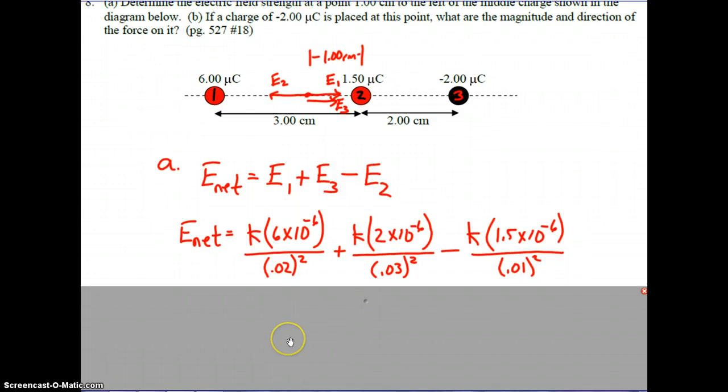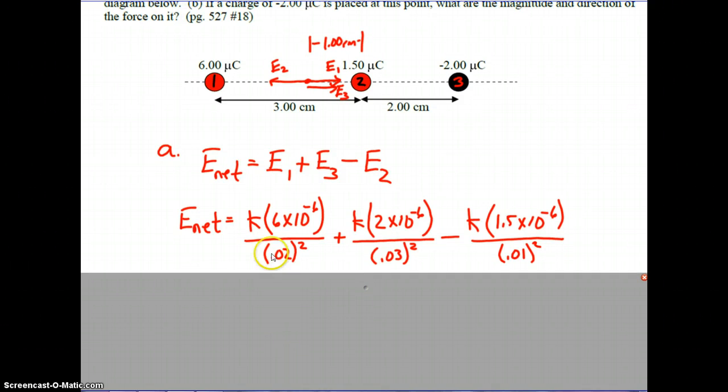Calculating and substituting, you would substitute 9 times 10 to the 9th for k. I'm just substituting k, but you would use the actual value there. Times the individual charge: for charge 1, 6 times 10 to the negative 6 for micro. For charge 3, 2 times 10 to the negative 6. And for charge 2, 1.5 times 10 to the negative 6.